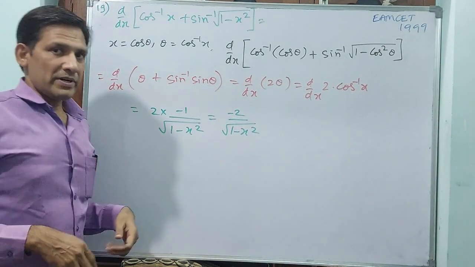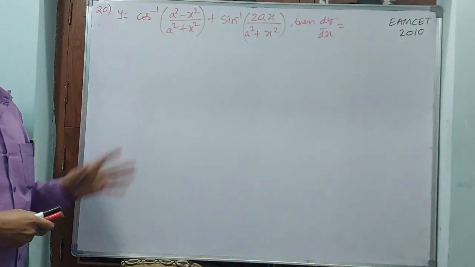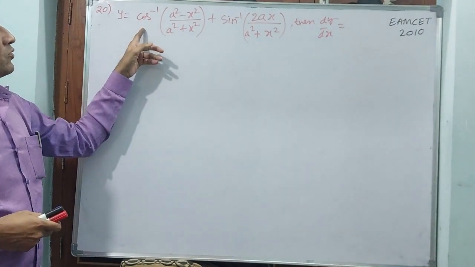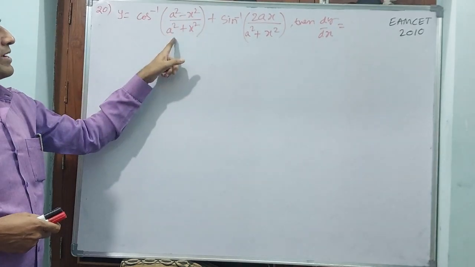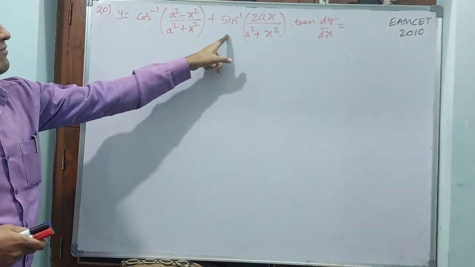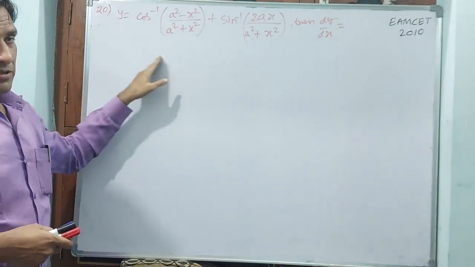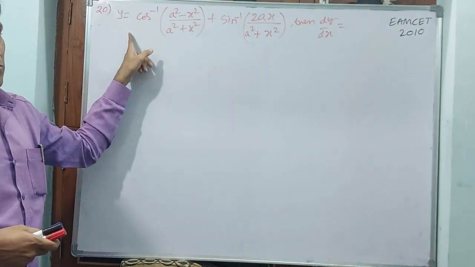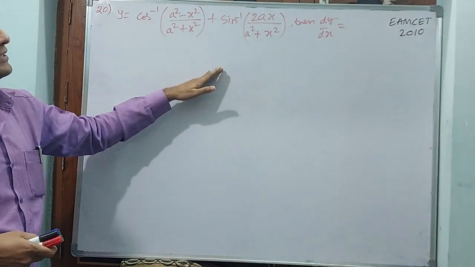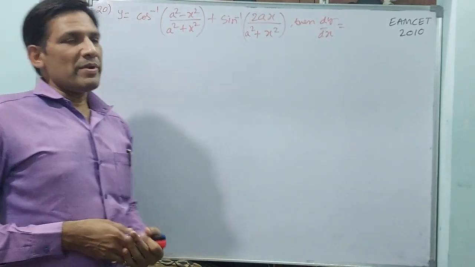Okay, let us go for the next question. Question number 20. y is equal to cos inverse of (a square minus x square) by (a square plus x square) plus sin inverse of 2ax by (a square plus x square). Then what is the value of dy by dx, they are asking?